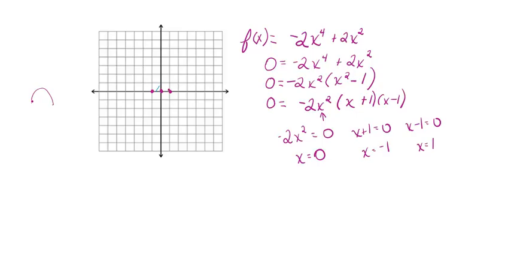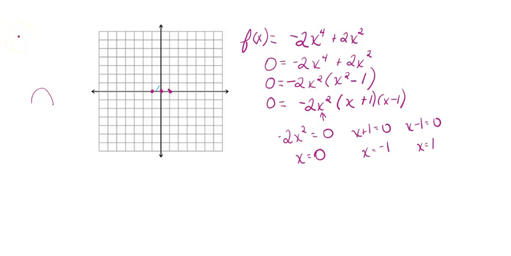So remember, it can cross up to 4 times. It can cross or touch up to 4 times or none. And it can have up to 4 minus 1, so 3 relative minimum or maximum points.